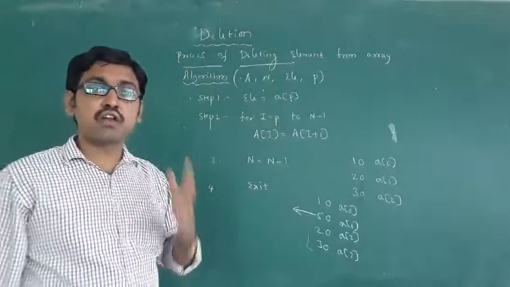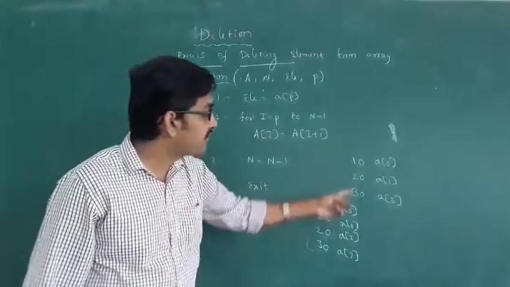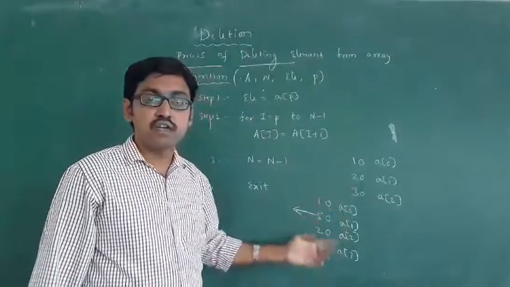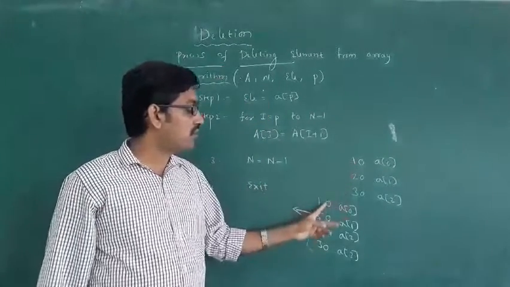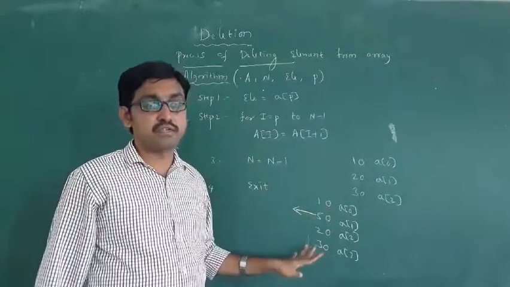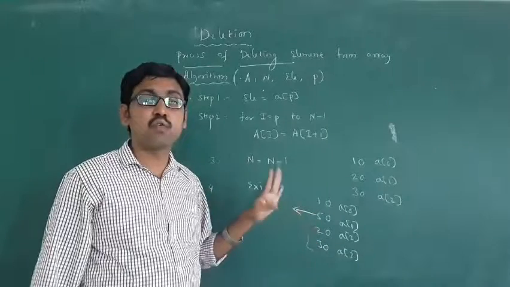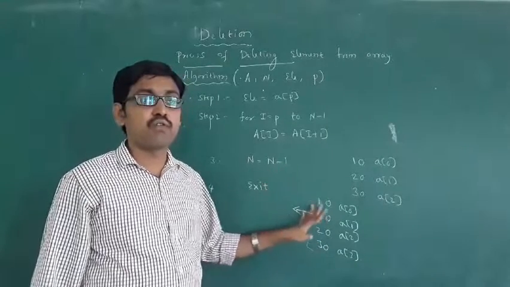Then how to write the algorithm for that deletion? See, for writing an algorithm, we must and should have one array. This is called an array. Then how many elements do we have in this? You have 4 elements. Okay, now you have 4 elements.